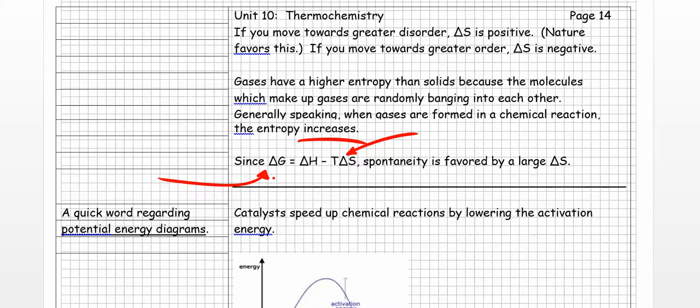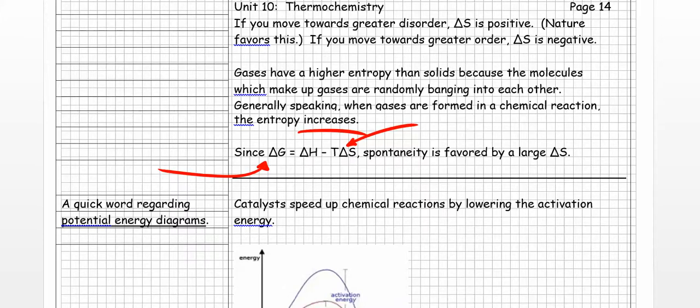So if delta S is very large, that means I have a large entropy. If I have a delta G that's very negative, that means I have a highly spontaneous reaction. So one more time, a large delta S favors great spontaneity, a negative delta G. Does that make sense? All right, and let's finish this up with a final discussion about catalysts.